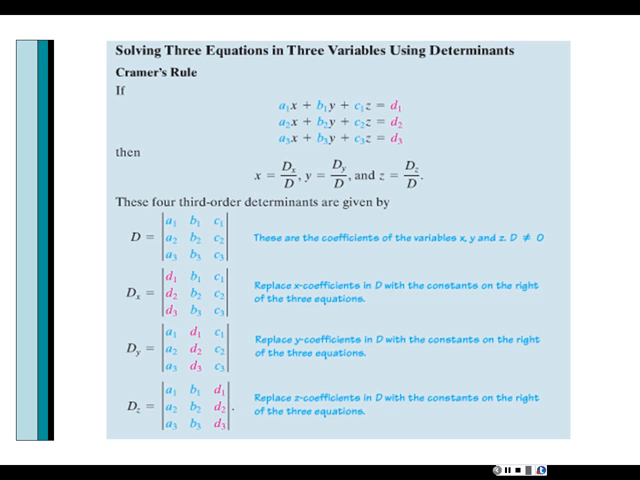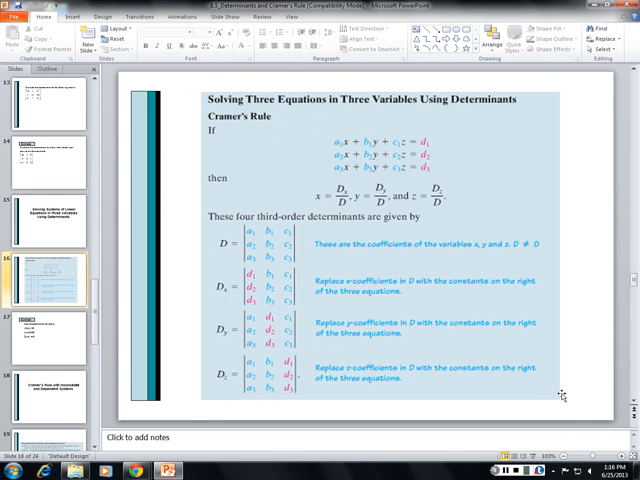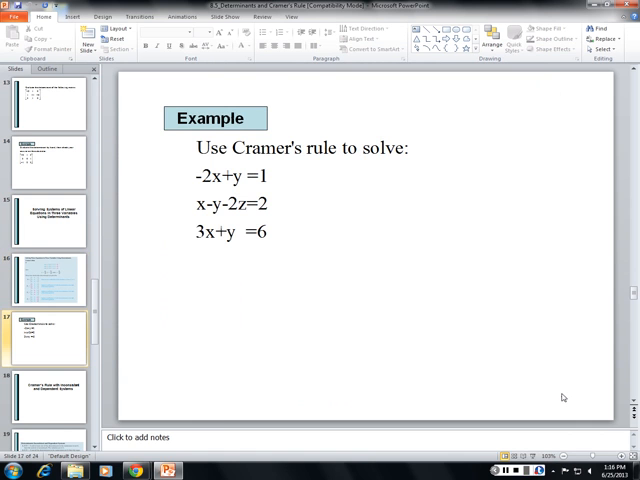Y is nothing but dy over d. And z is nothing but dz by d. You just have to have the determinant of all these 4 matrices. And once you have it, the solution will be ready right away. Okay. Let's see how much time we have. So let's try this as an example.